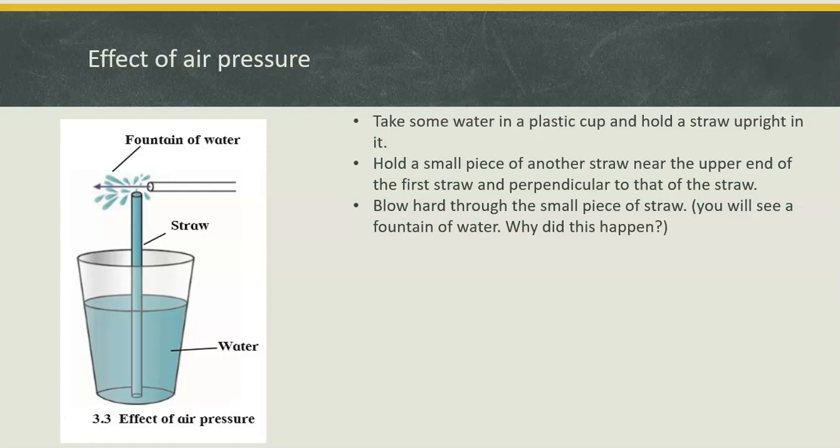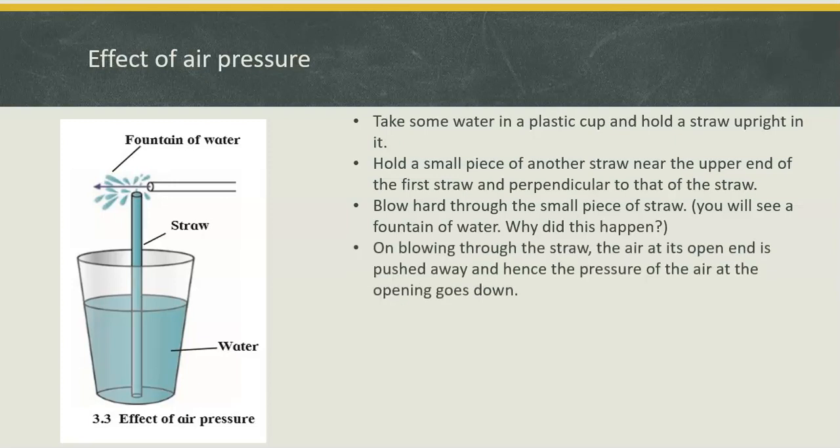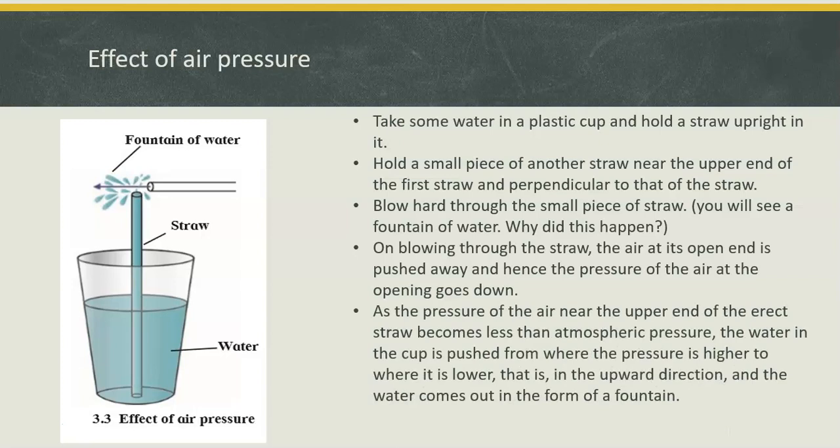Why did this happen? On blowing through the straw, the air at its open end is pushed away, and hence the pressure of the air at the opening goes down. As the pressure of the air near the upper end of the erect straw becomes less than the atmospheric pressure, the water in the cup is pushed from where the pressure is higher to where it is lower, that is in the upward direction, and the water comes out in the form of a fountain.